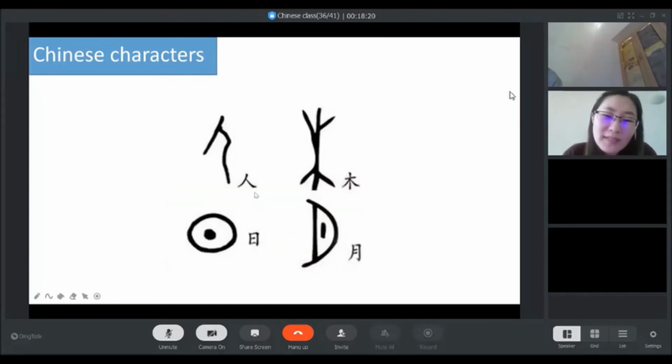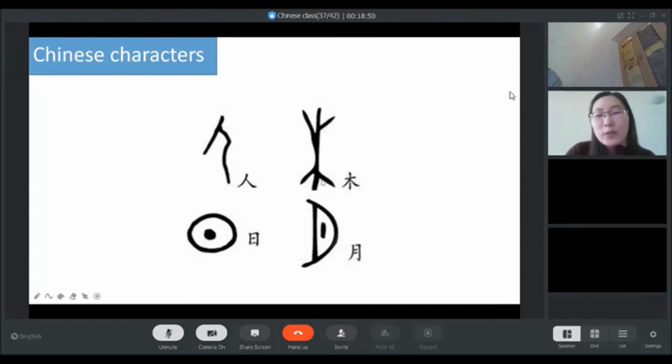This one we have learned. Do you remember we have learned this one? 巴基斯坦人, 中国人. This one, 人. 人 means people, person. It also comes from the picture. In the ancient time, we wrote person like this. And now we write this. It means person.